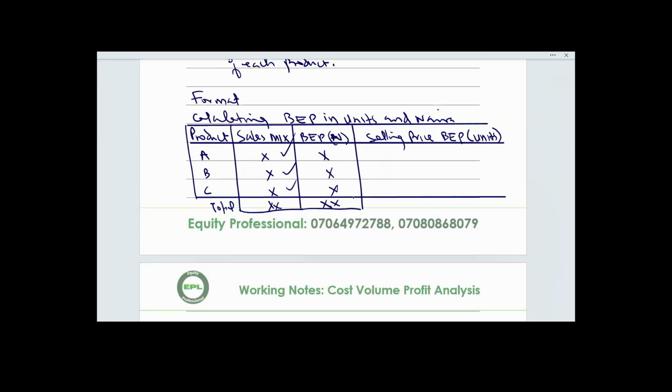All right. Now, for us to be able to calculate the break-even points in units, you need to indicate the selling price given to you for each product. Therefore, as you determine the break-even point in Naira for each product, you also determine the break-even points in units. So if I get this one, immediately I will divide by the selling price.